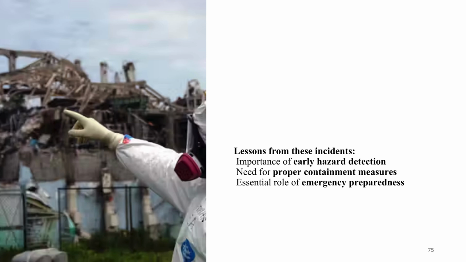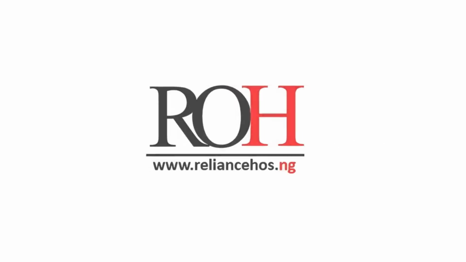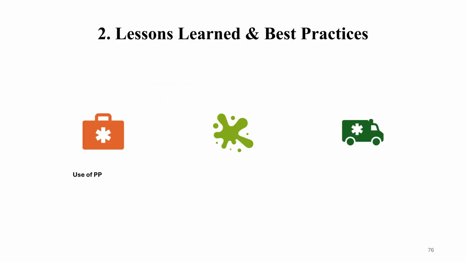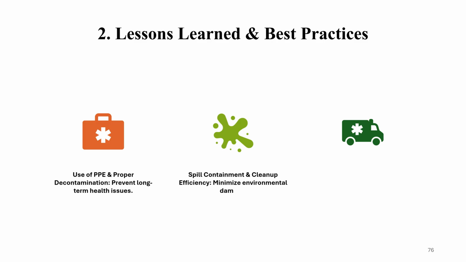Lessons from these incidents: importance of early hazard detection, need for proper containment measures, essential role of emergency preparedness. 2. Lessons learned and best practices. Use of PPE and proper decontamination prevent long-term health issues. Spill containment and cleanup efficiency minimize environmental damage. Incident Command System, ICS, ensures coordinated emergency response.